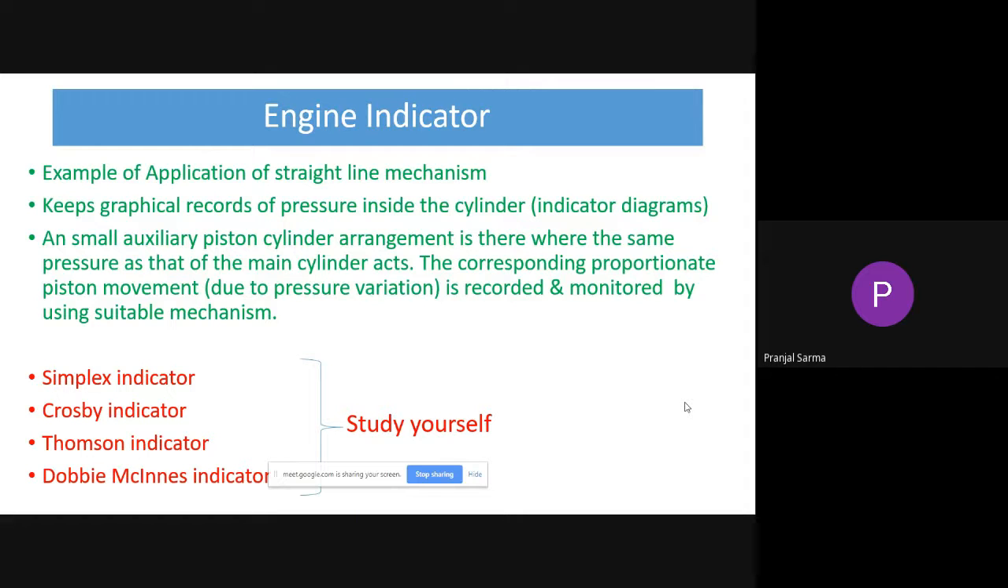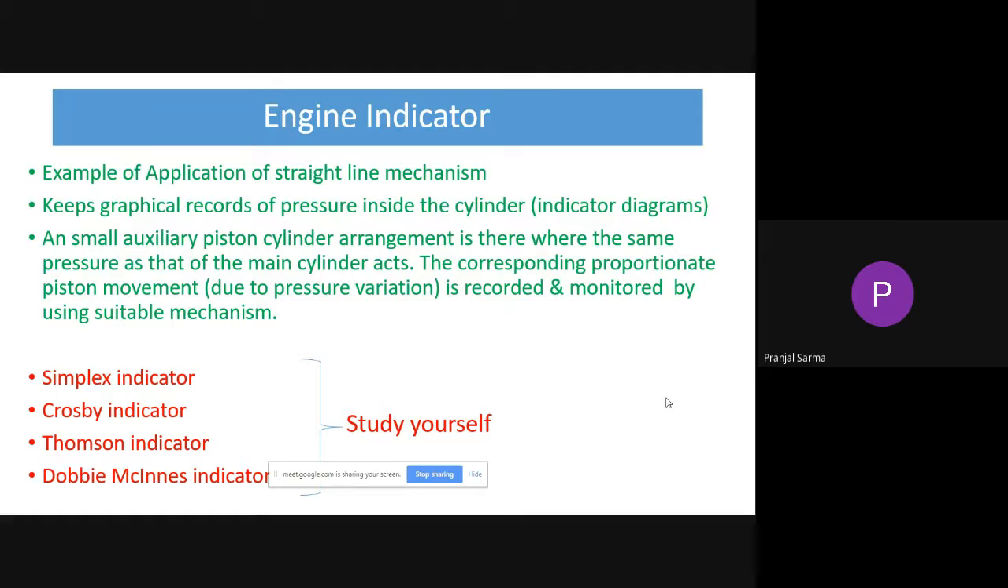I hope it's clear. So now, this application of the straight line motion mechanism is also seen in engine indicators, which we basically use in engines for keeping graphical records of the pressure inside the cylinder.